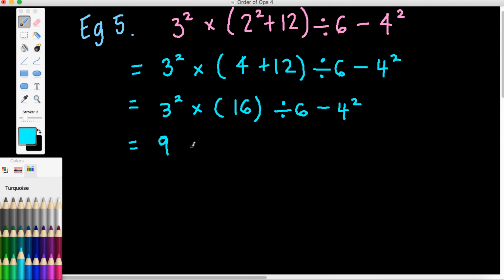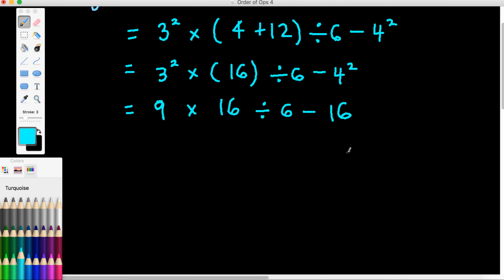So 3 squared is 9. So I've got here 9 times 16 divided by 6, take 4 squared, which is 16. Okay, what are we left with here? We've got multiplication, division, and subtraction. The main thing we need to do is just make sure we don't do the subtraction first, because that happens after multiplication and division. So what I'll do here now is I'll do this multiplication first, because we'll work left to right. So we need to do 9 times 16.